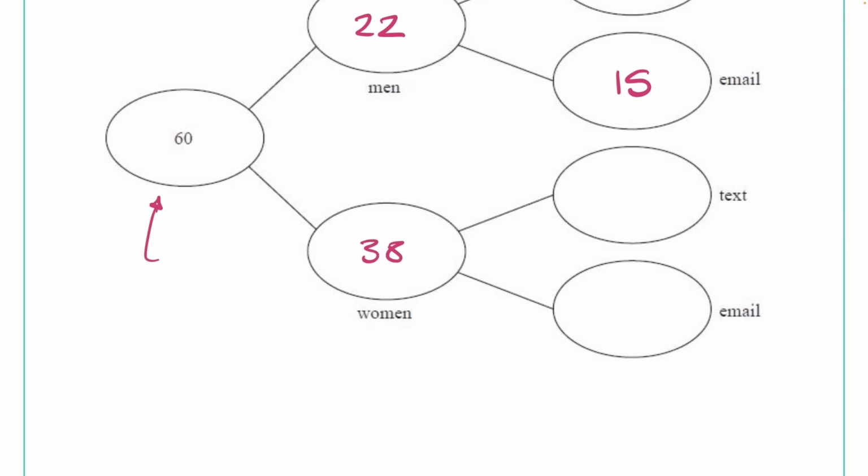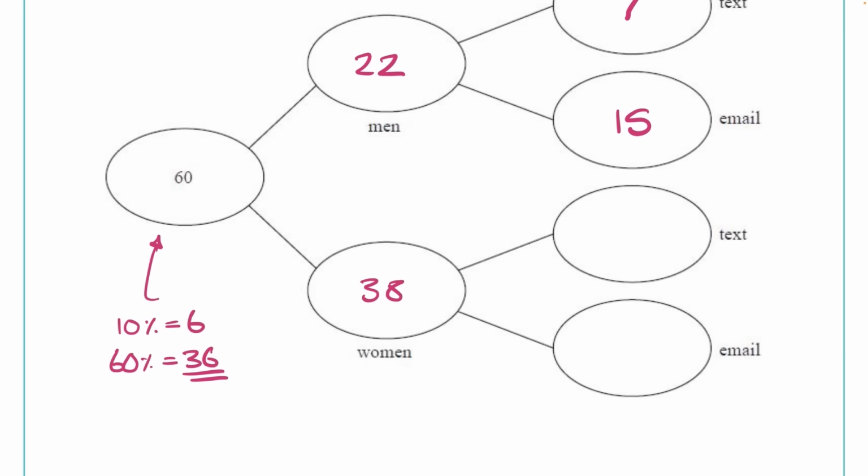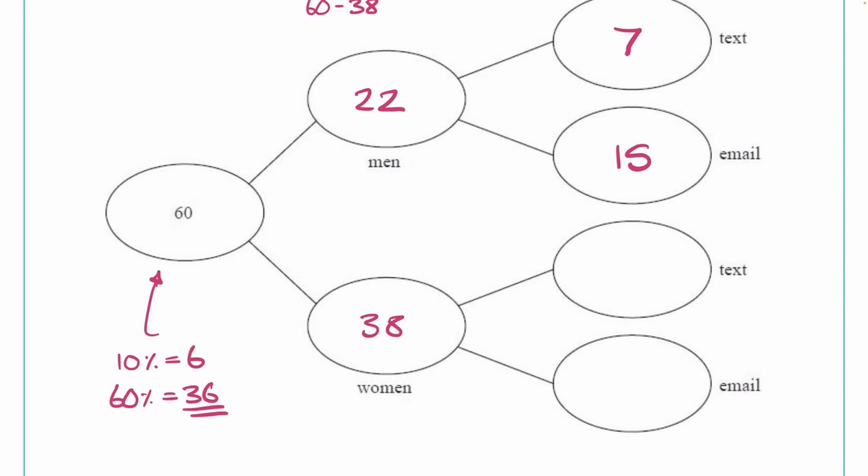So up to you how you do that. I'm just going to do 10%. I think this is quite a nice one. 10% of 60 is 6 people. 60% will be 36 people. So let's just check that again. They prefer to text. So 36 people prefer to text. That includes the men over here. So these 2 circles have to add up to 36, not 63.